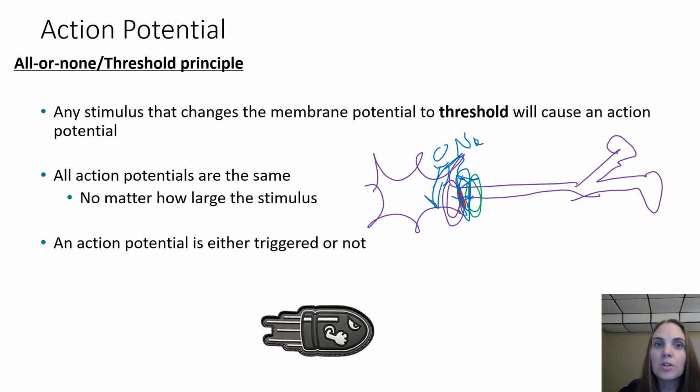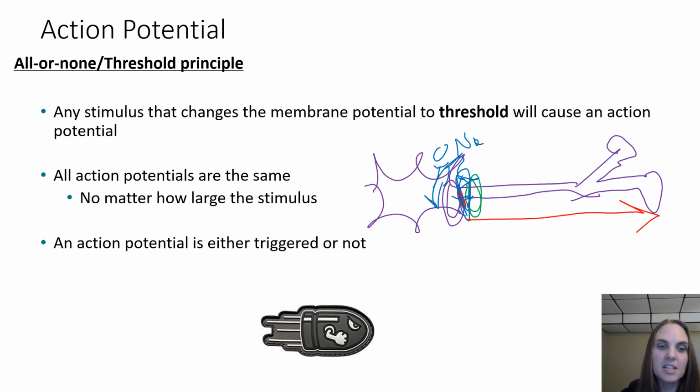And once that action potential is generated at the trigger zone, that action potential is going to propagate all the way down to our axon terminal. Oh, it's like a tongue twister today, sorry.